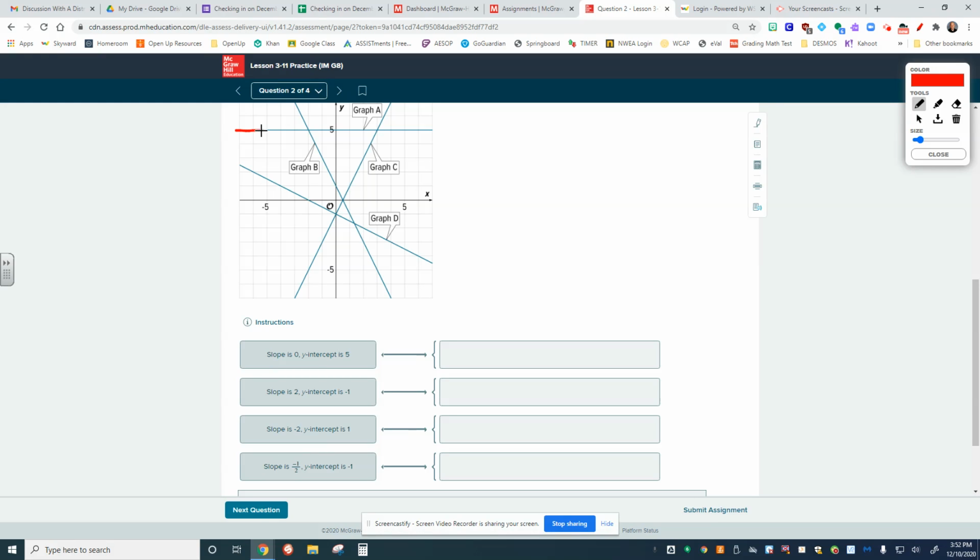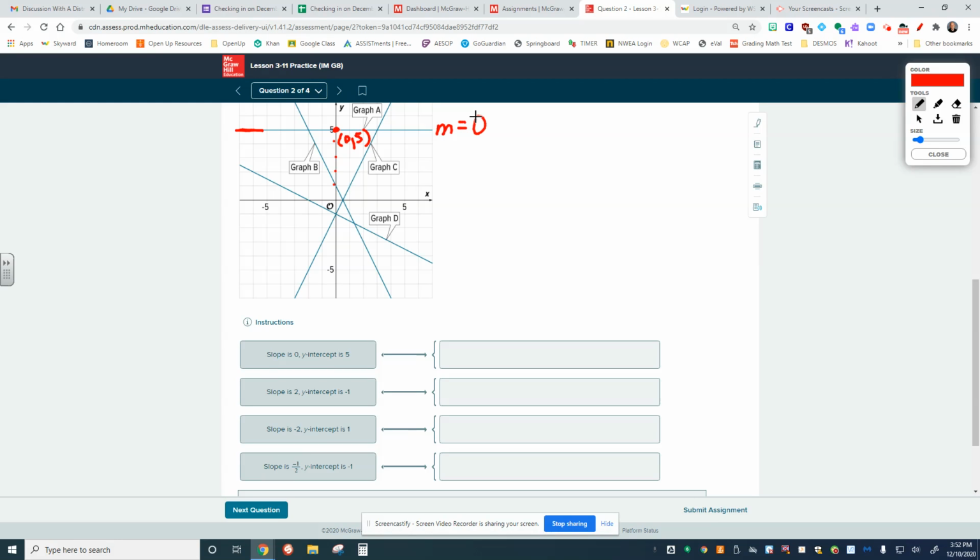I'm going to go ahead and talk about this line up here. What I notice about this line right here is it crosses the y-axis right there. That y-axis is at 1, 2, 3, 4, 5. So that's at (0, 5). And then I see that it's a horizontal line. And I just learned in the lesson today that horizontal lines have a slope that equals 0.